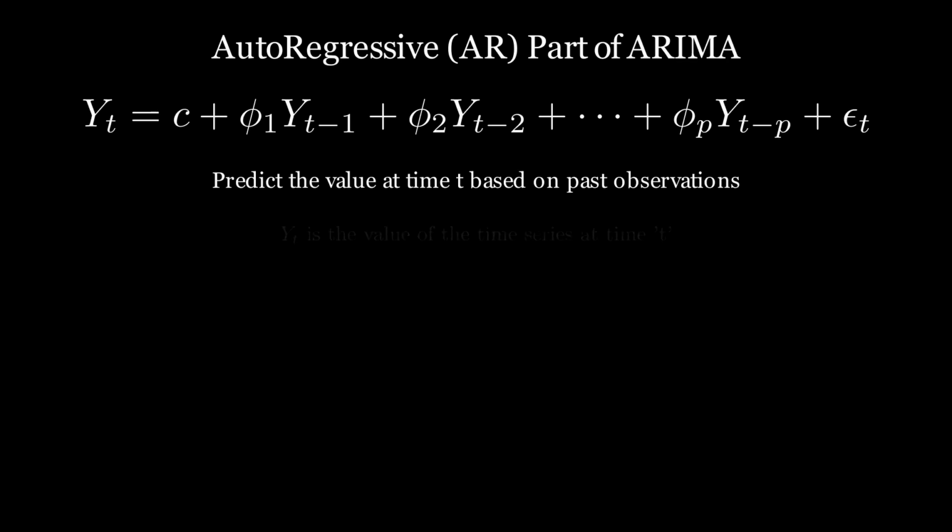And we have to estimate phi1, phi2, up to phi-p using an algorithm. These are parameters to be estimated. And there is an error term here, and there is also a constant term c. This gives us the future value yt. This is the autoregressive part.